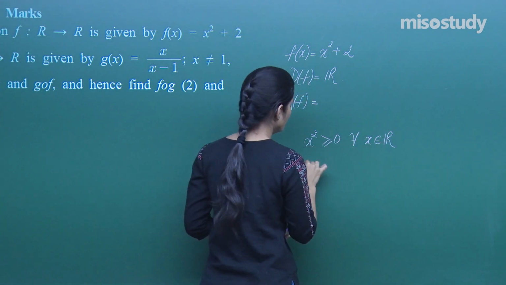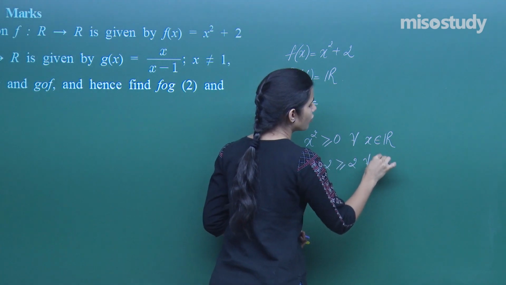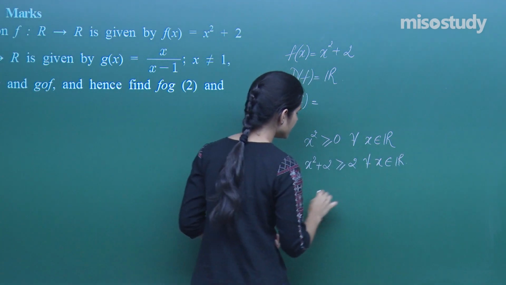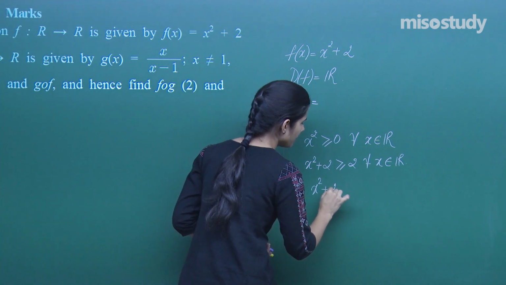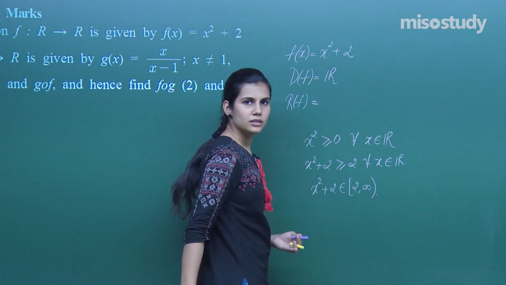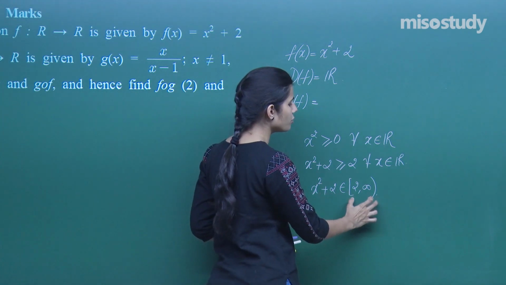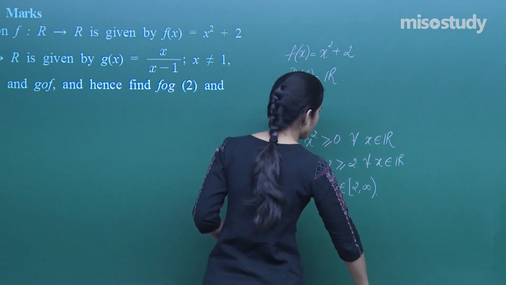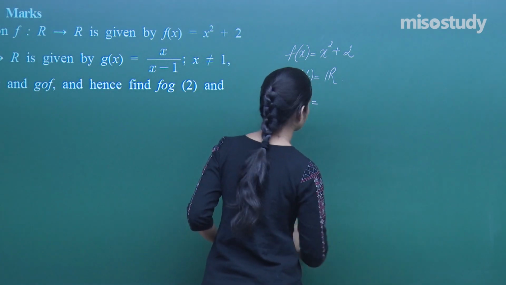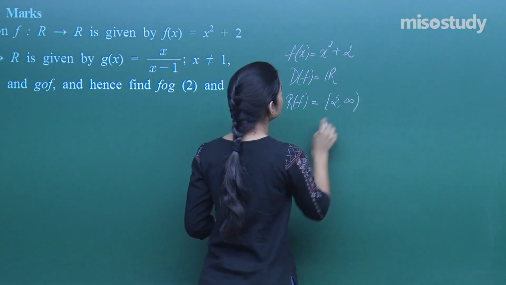You know this. So x square plus 2 is greater than or equal to 2 for all x in the collection of all reals. That means x square plus 2 actually means this. Whatever you plug in place of x, x square plus 2 will always give you values in this interval, and that is what is the range. Range of F is 2 comma infinity.